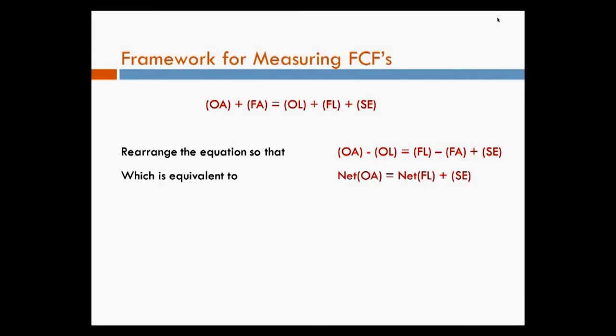We'll just call it net, right? So this is your net operating assets and your net financing liabilities. Then we'll be able to show our shareholders' equity is equal to the net operating assets minus the net financing liabilities.